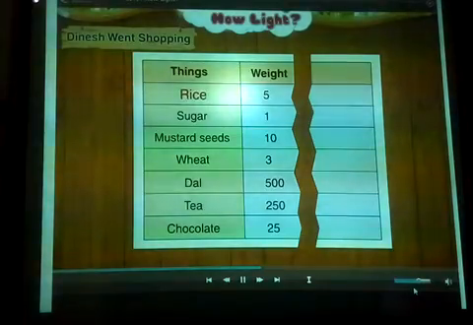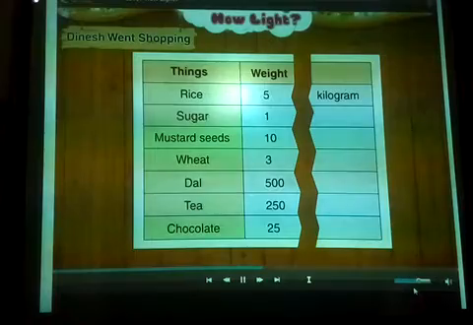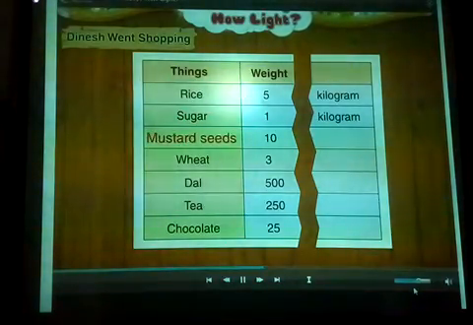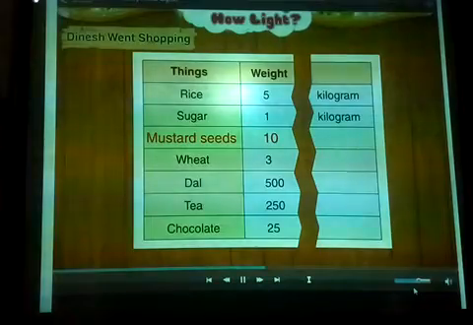The weight of rice is 5. We buy rice in kilogram, so write kilogram next to it. The weight of sugar is 1, which also is bought in kilogram, so write kilogram next to 1. The weight of mustard seeds is given to be 10. We buy it in gram, so we will write gram next to it.